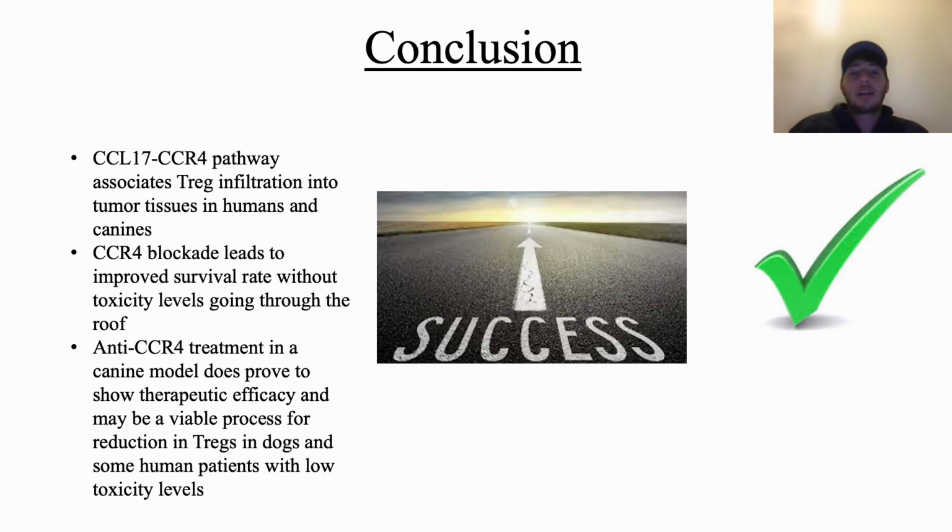Also, by blocking CCR4, the gene which is very associated with regulatory T cell infiltration and the high amount of regulatory T cells in prostates with prostate cancer, it leads to improved survival rate without toxicity levels going through the roof, as I explained in the previous slide, as all the adverse events were grade 1 and grade 2 and not grade 3, 4, or 5.